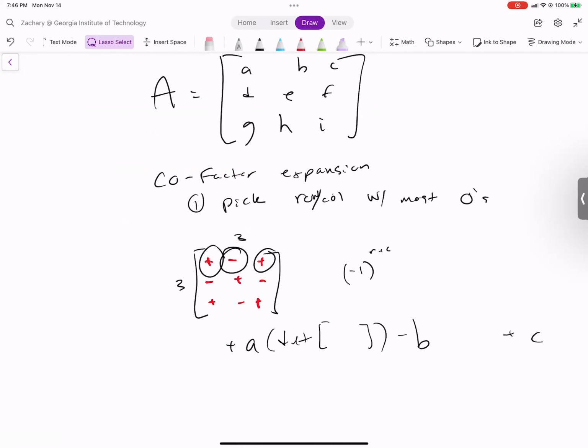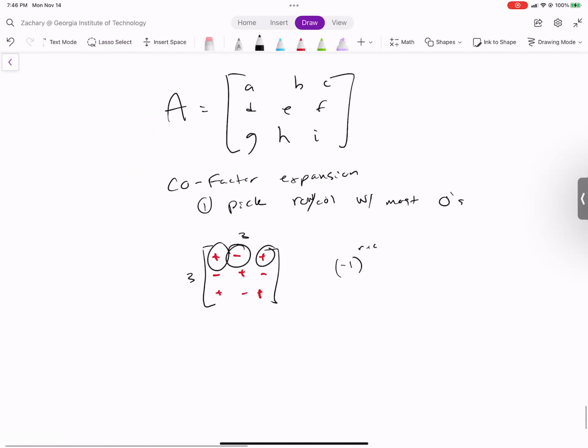So in this particular case, what it's going to look like is determinant of A equals A times the determinant of what we call the minor. And what the minor is: if we take our position here and we cross out the column and we cross out the row, what do we have left? Well, in this case, we have E, F, H, I.